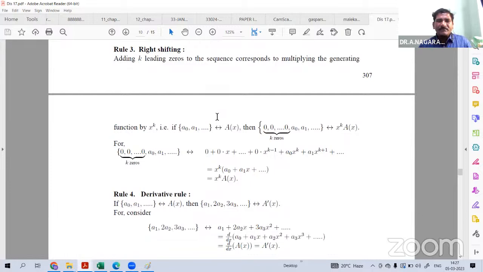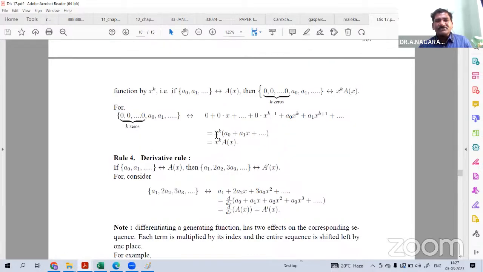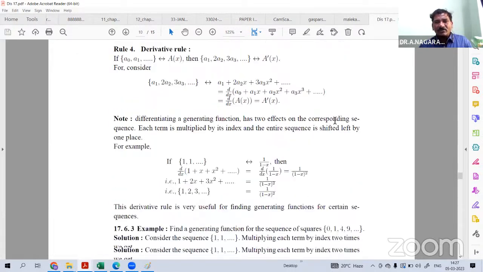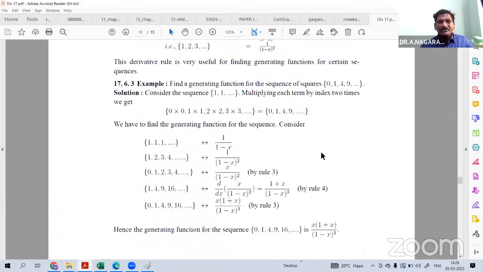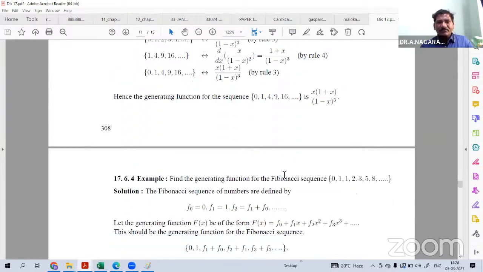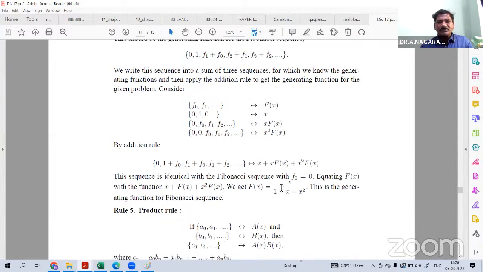Right shifting can also be used. Right shifting means x to the power of k into the remaining terms, so that it is also a function of x. Derivative rule means we take d by dx of the function, and we can represent it as a dash of x. Next, this is also one of the examples of the derivative.